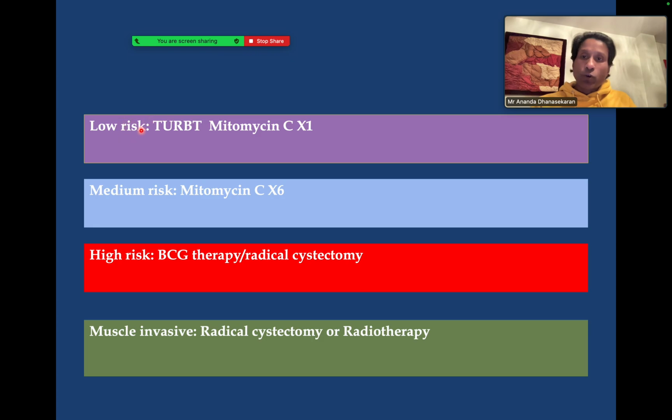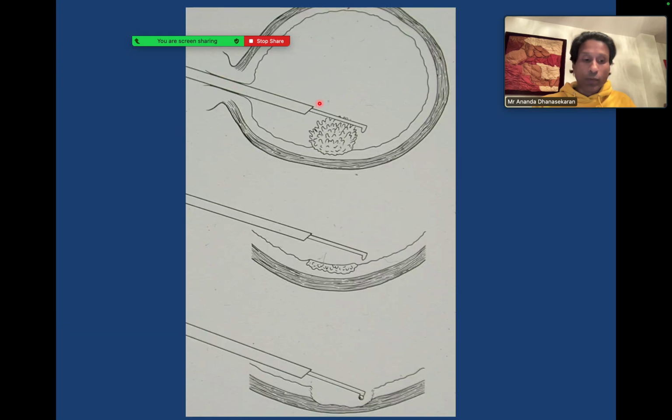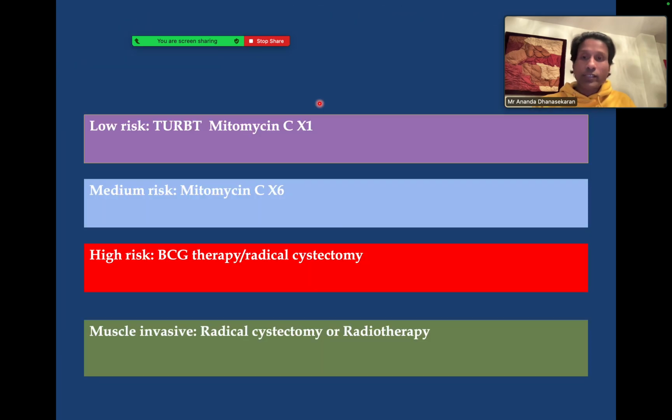So for people with low risk, TURBT, which is the procedure we have seen. This one is known as TURBT. So TURBT is transurethral resection of bladder tumor. After that, we can instill some chemotherapy into the bladder, which is known as mitomycin. If the patient has got medium risk, the same mitomycin instillation to the bladder will be repeated 6 times.